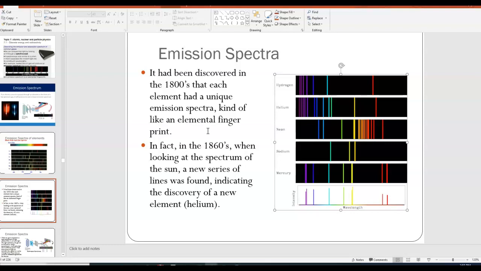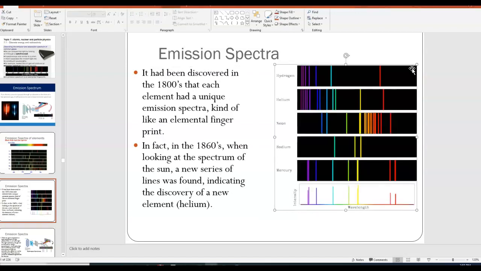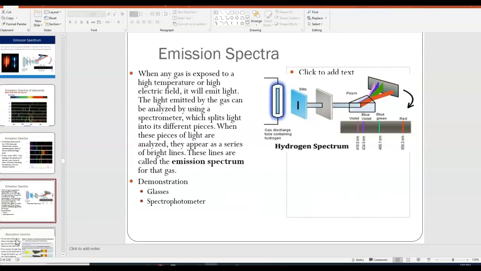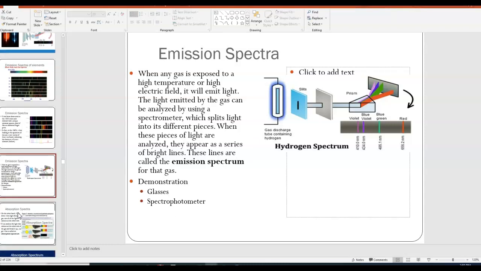Of course, nowadays we know we also have helium here on Earth, but it was actually discovered on the sun first, just from the light given off by the sun, which is kind of cool, actually. So that's where helium gets its name from Helios. And then this is basically just another slide showing the same information. Normally we would do a demonstration here. Okay, so that is emission spectra.